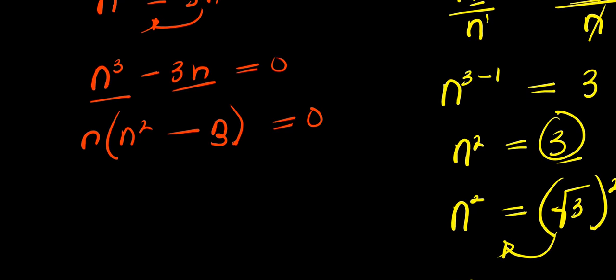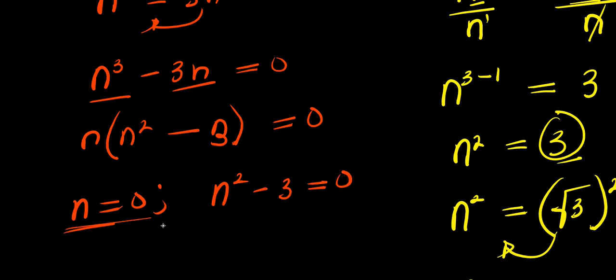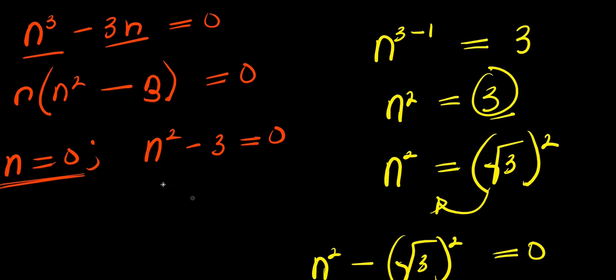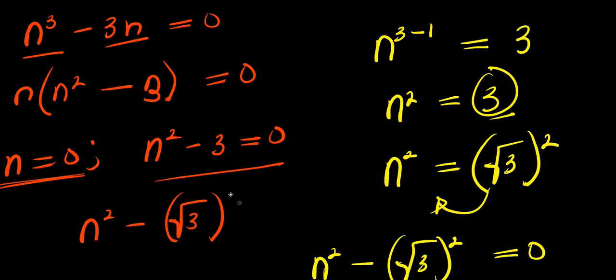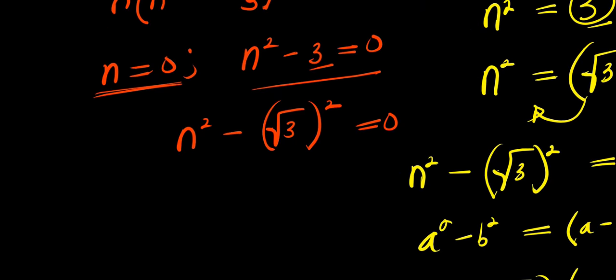So from here, I can equate n to 0 and also have n squared minus 3 equals 0. Now we have one extra solution here, which is n equals 0. So to solve this, we then apply this method of taking the square root of 3 and raising it to the power of 2. That will give us the same thing as 3. So this is n squared minus root 3 raised to the power of 2, which is the same thing as 3, equals 0. Then I apply the difference of two squares, which is a squared minus b squared, equals a plus b times a minus b.